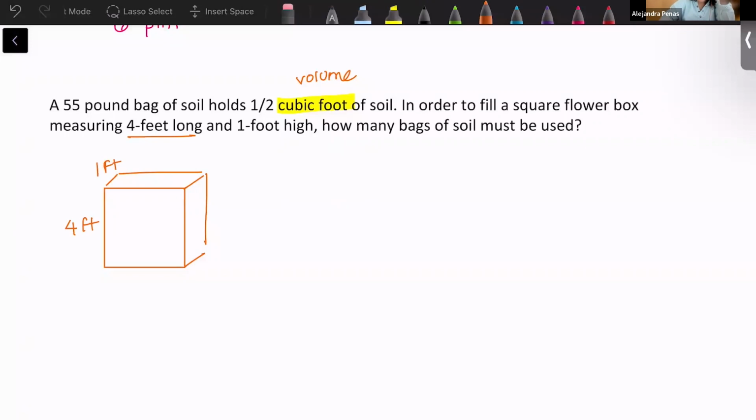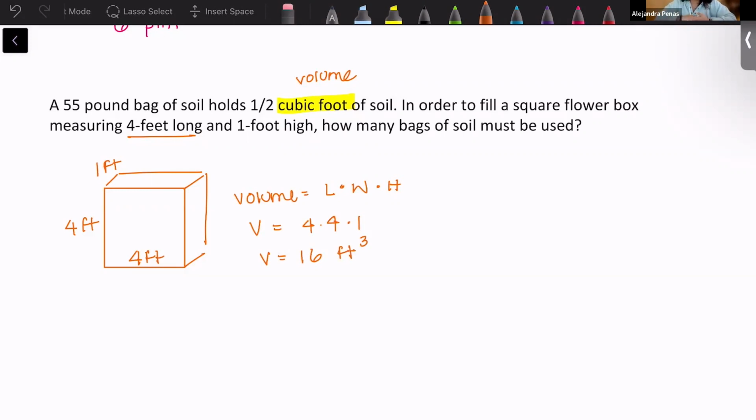But they don't tell you the width. What would be the width of this flower box? They tell you the length, they tell you the height, but they don't tell you the width. What is the width? 4 feet too. Yes, ma'am, it's 4, because it's a square. So you can assume it would have to be the same as the length, because it's a square. So we're going to need to calculate the total volume of this box. So the volume is going to be length times width times height, which would be 4 times 4 times 1, which would be 16 cubic feet.